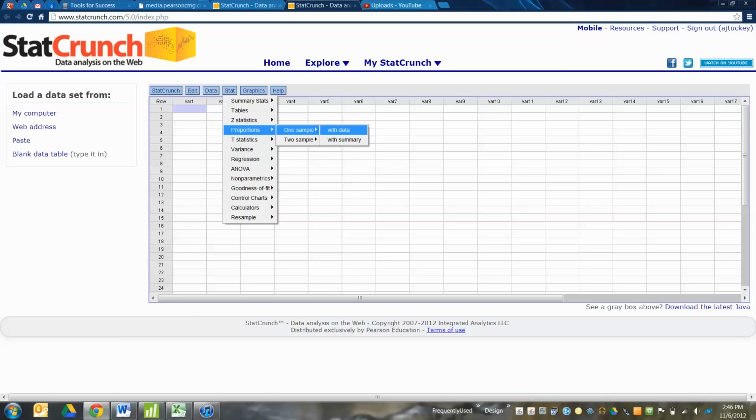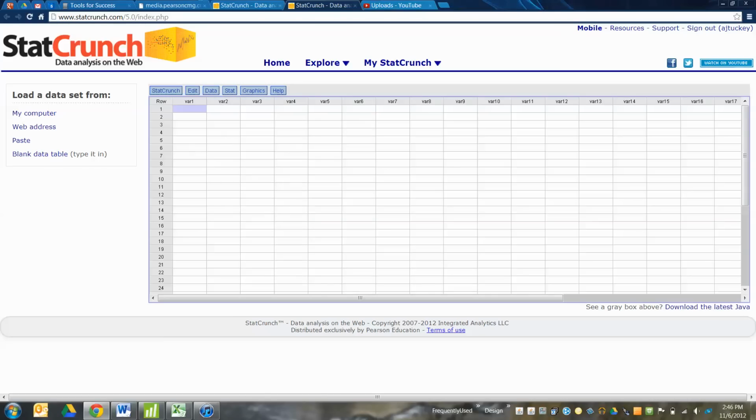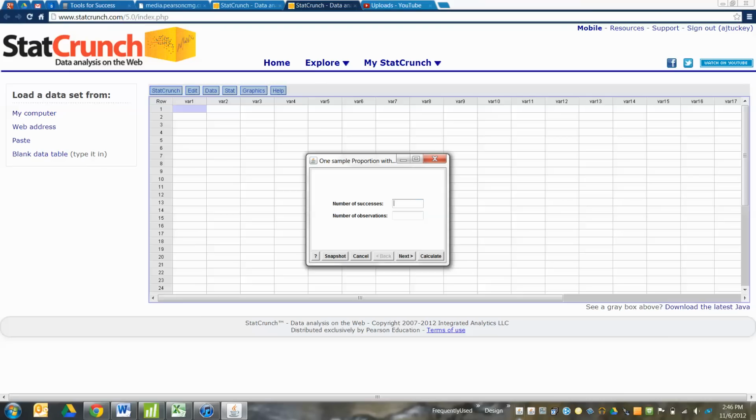Now, if I had data, like a list of different answers from people, like, yes, I'll vote for this person, no, I won't for this person, etc., then that would be with data, which is really never going to happen for us. We're going to be always working with a summary. So click with summary, and you wait. There it is.